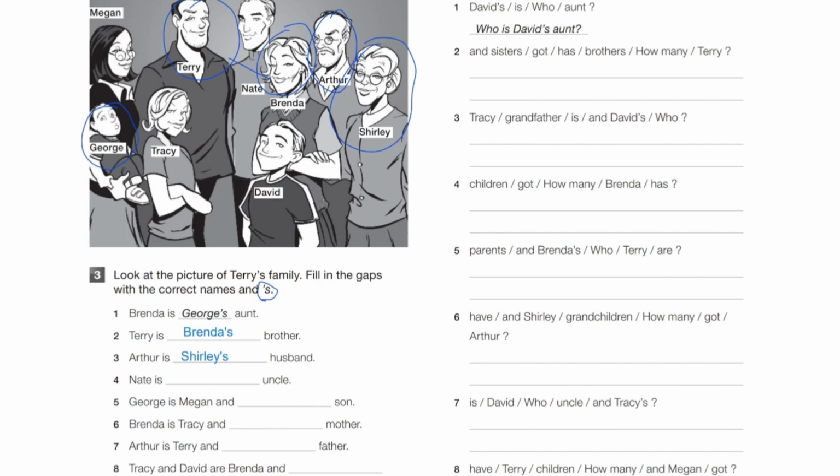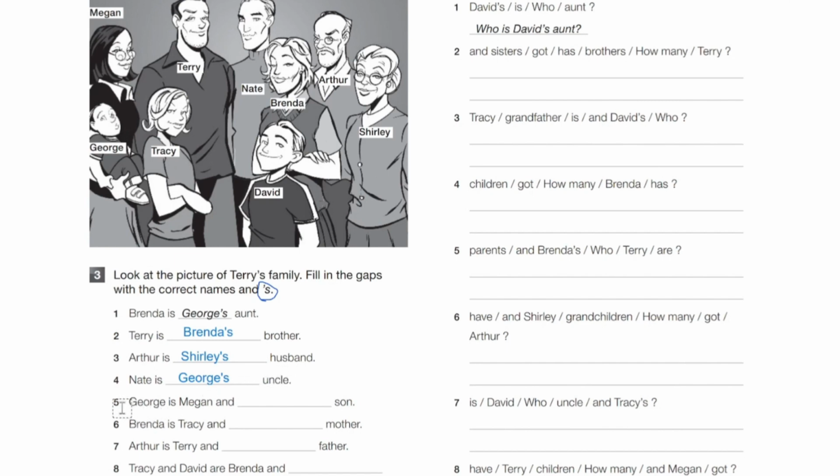Okay, now we're going to clear this out. So let me just remove them. Now we've got number 4, Nate, uncle. So we've got here Nate. Nate is George's uncle. So we're going to write it down, guys, here. Nate is George's uncle, because Terry and Megan have got a son called George. And obviously Brenda is Terry's sister. Nate is Brenda's husband. So that means George is going to be nephew for them. So Brenda is aunt, Nate is uncle. So Nate is George's uncle.